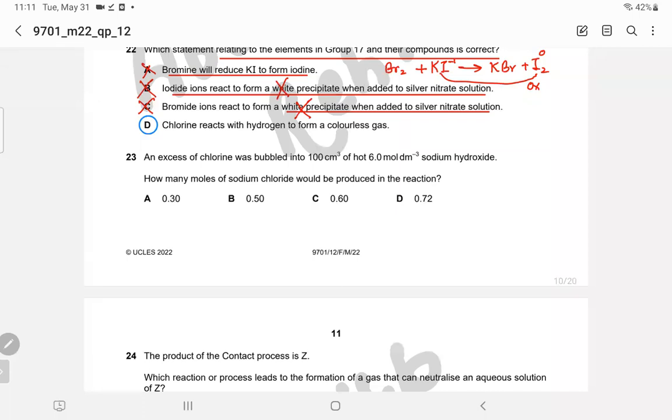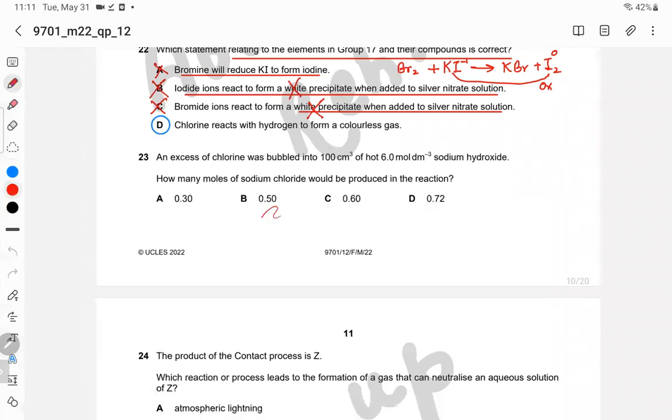Question number 23. An excess of chlorine was bubbled into 100 cm cube of hot 6.0 mole per dm cube sodium hydroxide. How many moles of sodium chloride would be produced in the reaction?